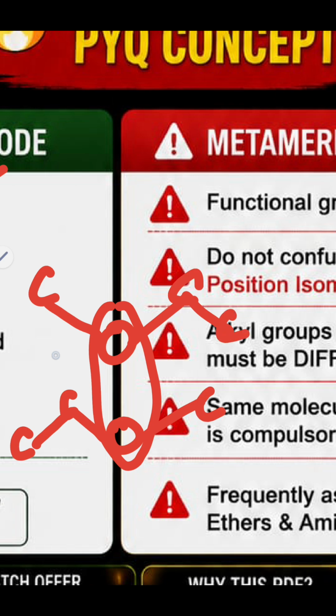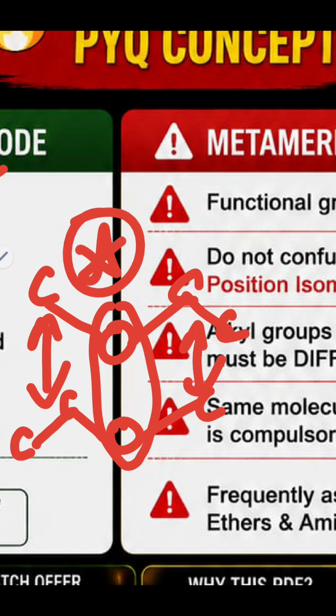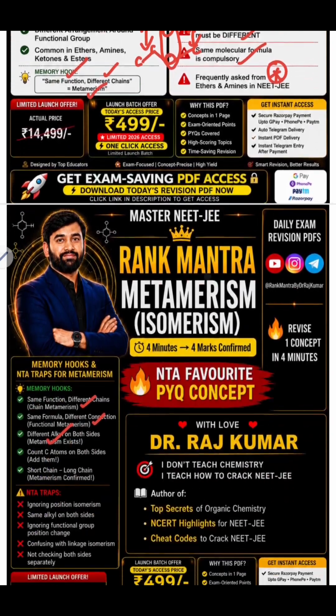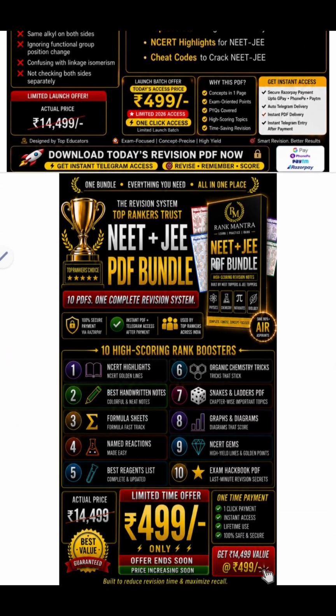So what side chains are you comparing? You need to compare the left side with the left side and the right side with the right side. This is very crucial for the student to remember. Left side with left side and right side with right side, and both side chains should not be the same. So this is a metamerism topic which I am saying the examiner will test you on again and again in the exam.